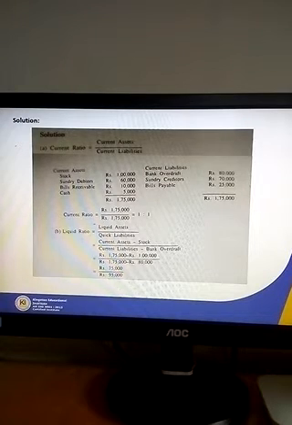Next, liquid ratio. Liquid assets by quick liabilities. Liquid assets means current assets minus stock, and quick liabilities means current liabilities minus bank overdraft. So that is 75,000 by 95,000, that is 75 by 95. You can divide the 75 and 95 by 5.